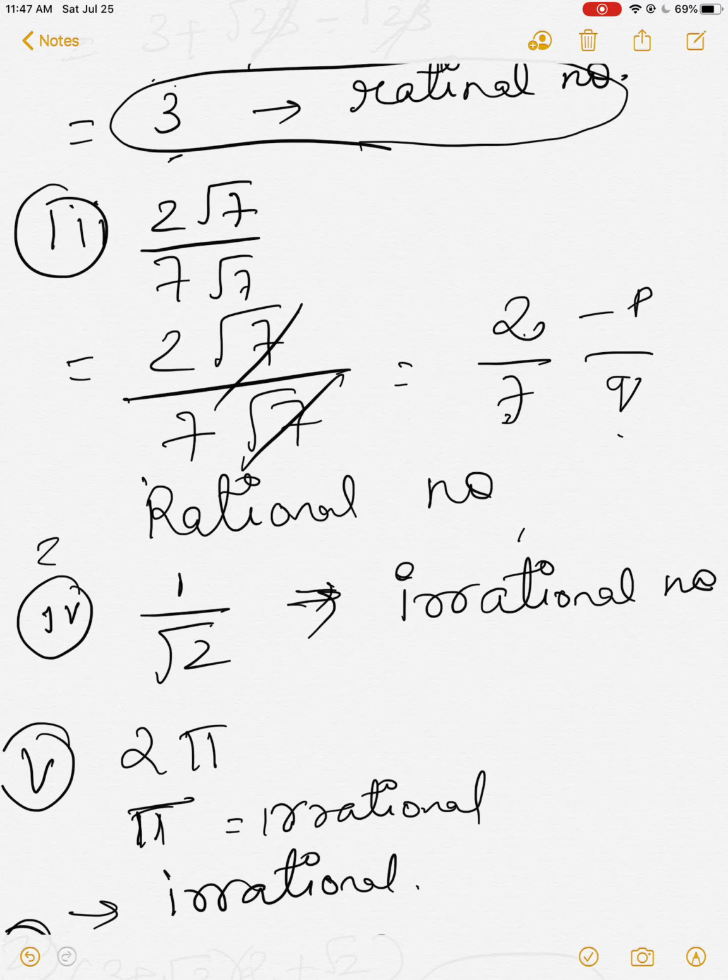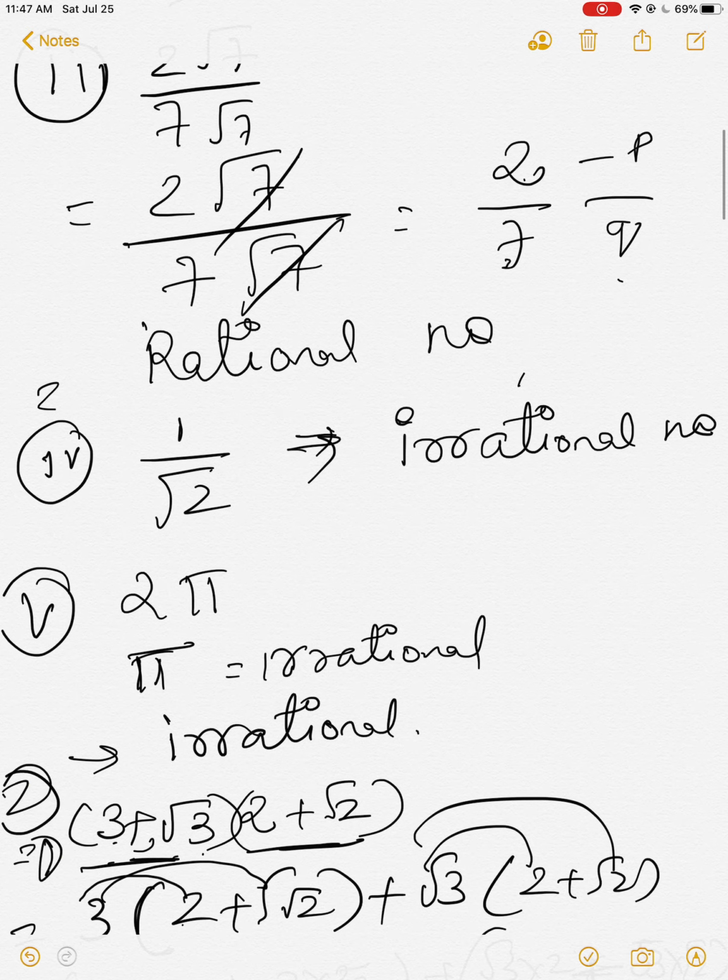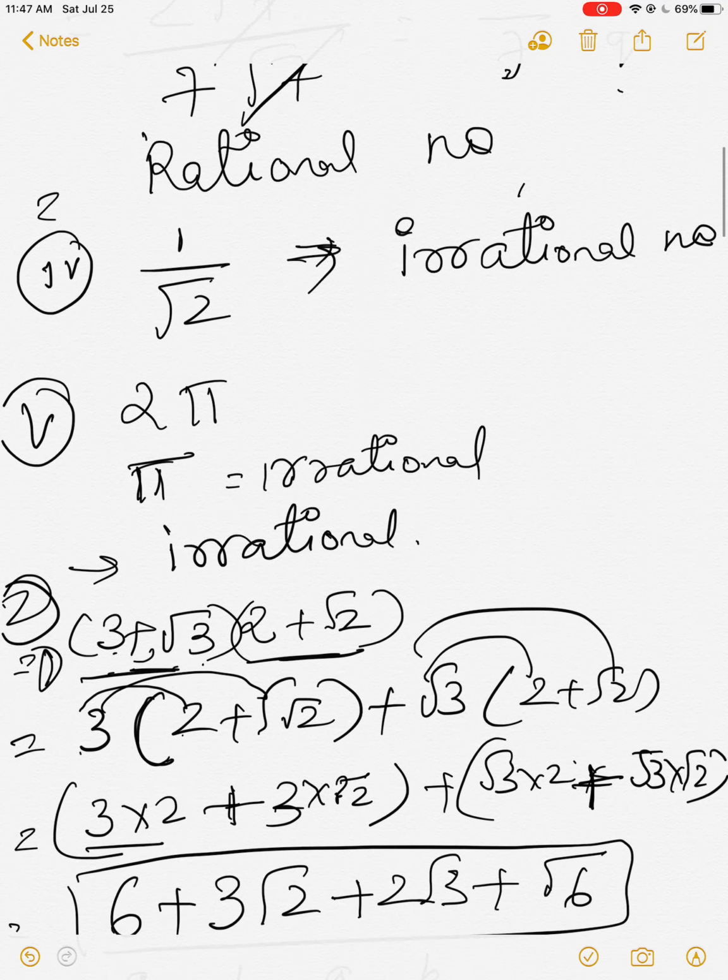So any number which is in p upon q form is a rational number. Next is 1 upon root 2. Now 1 is rational, root 2 is irrational. So a combination of rational and irrational will be irrational. So it is an irrational number. 2 pi. Pi is an irrational number. So again a combination of irrational and rational. It is an irrational number.